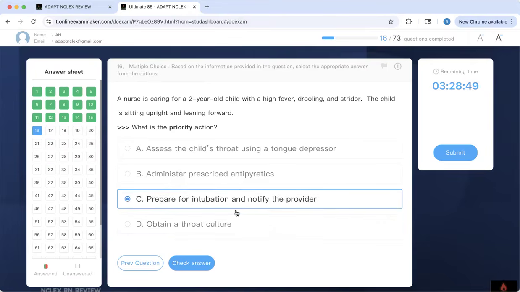I can tell you, prepare for intubation, airway compromise. Anything you put in their mouth, you're going to kill them. Tongue depressor, nothing. Throat culture, it's saying the same thing. Just treating the fever is not helping this kid. He has stridor.